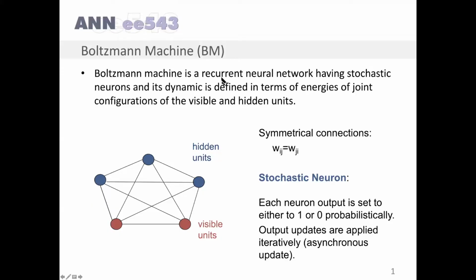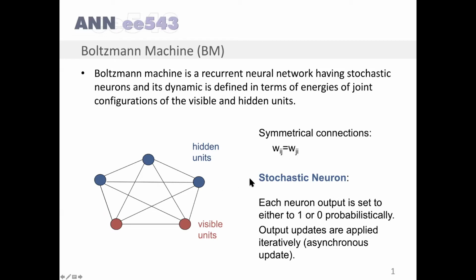Boltzmann machine is a recurrent neural network having stochastic neurons, and its dynamic is defined in terms of energies of joint configurations of the visible and hidden units. We have some visible units and additionally hidden units. All the nodes are connected to each other in the classical Boltzmann machine, and it has symmetrical connections, that is Wij is equal to Wji.